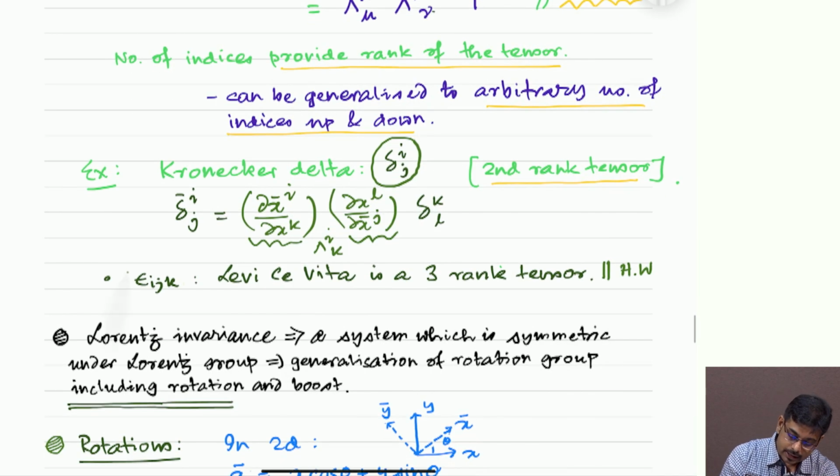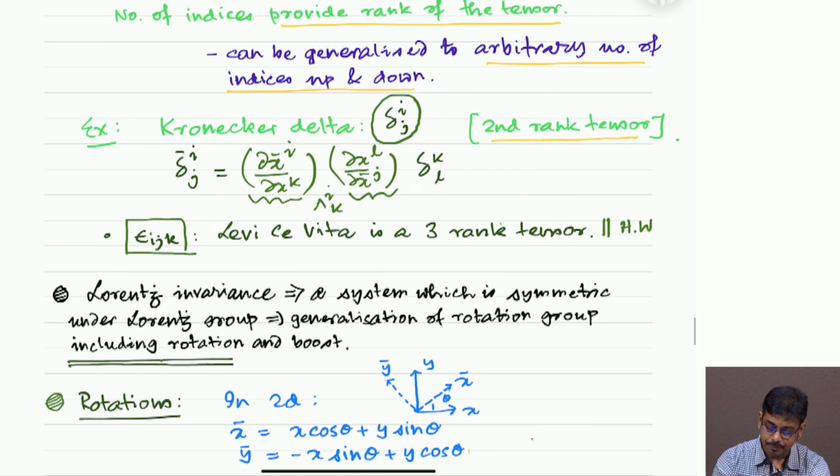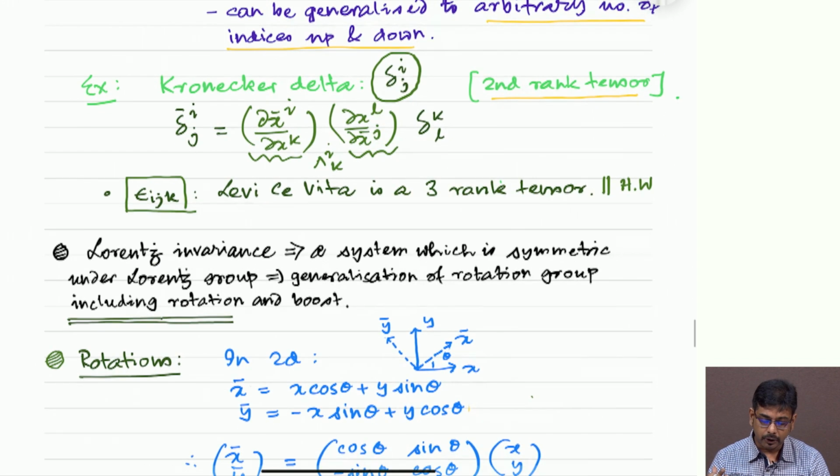Similarly, there is another tensor which is very important and which we come across in particle physics, which is called the Levi-Civita tensor, epsilon ijk. It is a completely antisymmetric tensor of rank 3. So, you can try to write the transformation of epsilon ijk also. But with this, let us try to summarize what we are trying to talk about.